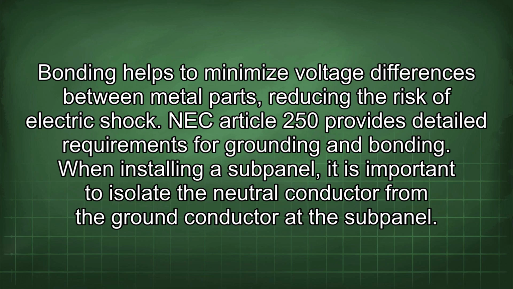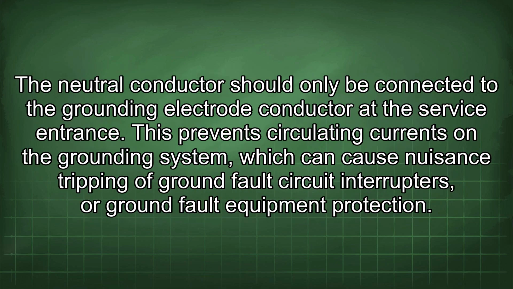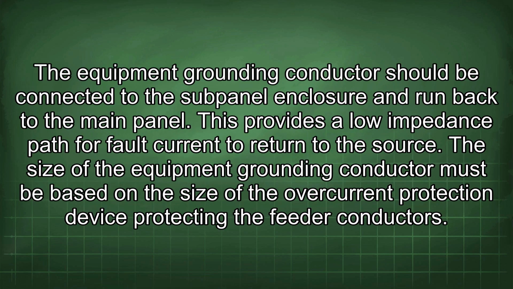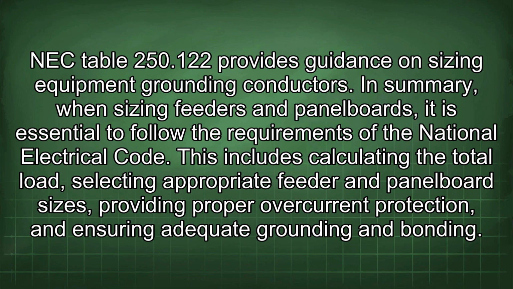When installing a subpanel, it is important to isolate the neutral conductor from the ground conductor at the subpanel. The neutral conductor should only be connected to the grounding electrode conductor at the service entrance. This prevents circulating currents in the grounding system, which can cause nuisance tripping of ground fault circuit interrupters or ground fault equipment protection. The equipment grounding conductor should be connected to the sub-panel enclosure and run back to the main panel. This provides a low impedance path for fault current to return to the source. The size of the equipment grounding conductor must be based on the size of the overcurrent protection device protecting the feeder conductors. NEC Table 250.122 provides guidance on sizing equipment grounding conductors.